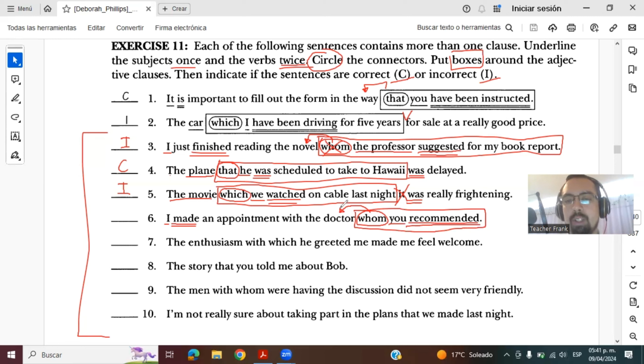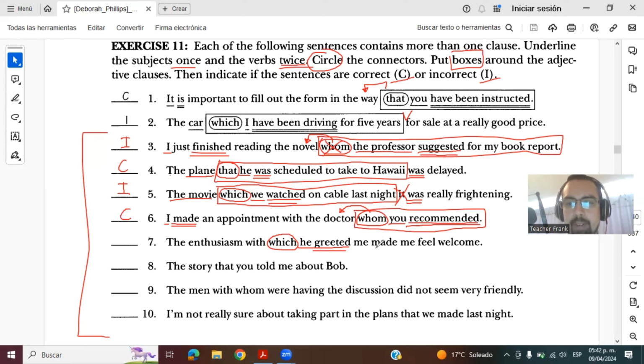Normally we know whether to use who or whom because there is a subject already. Like in this case, you is the subject, you recommended. So I'm referring to something else, the doctor that you recommended. So that's an object. And it has all its elements. Let me just check it. Yeah, it's correct. Okay, number 7 says, the enthusiasm with which he greeted me made me feel welcome. Okay, the enthusiasm with which he greeted me, yeah, greeted is here. He greeted me is the clause, which is my connector.